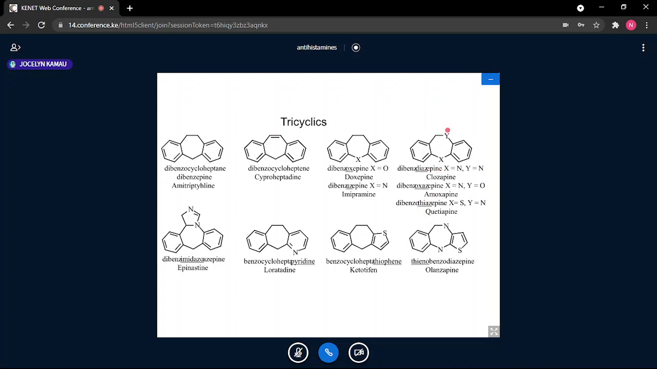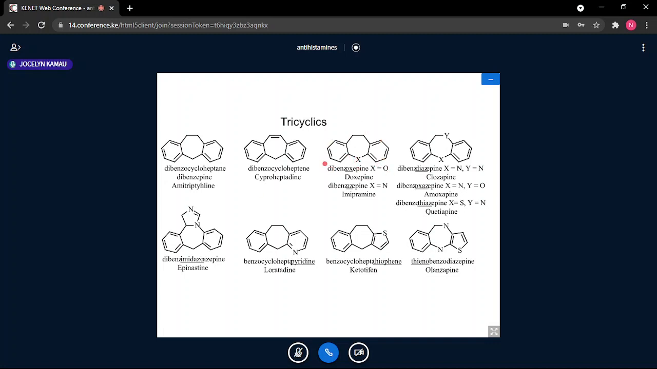When you introduce these two heteroatoms, these drugs are mainly typical antidepressants. We also look at another class, the phenothiazines, where this carbon is replaced with only one atom, which is a sulfur. When this is replaced with a sulfur and this is replaced with a nitrogen, that will be the phenothiazine.